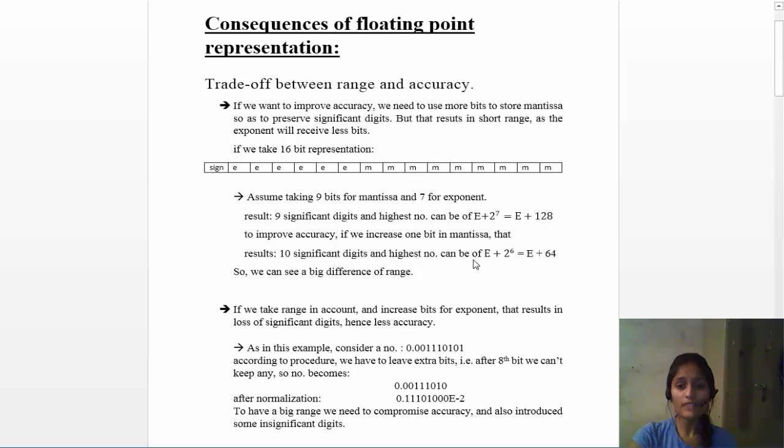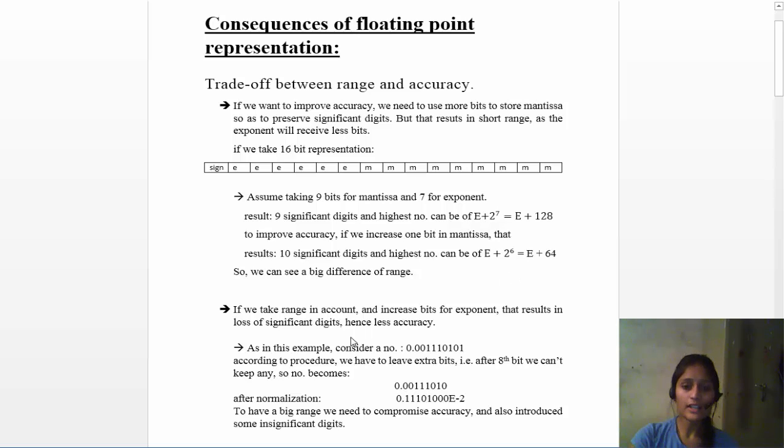To improve accuracy, if we increase 1 bit in mantissa, that results in 10 significant digits, and the highest number can be 2 raised to the power 6, that is 64. So as we go on improving the accuracy, we end up reducing the range.